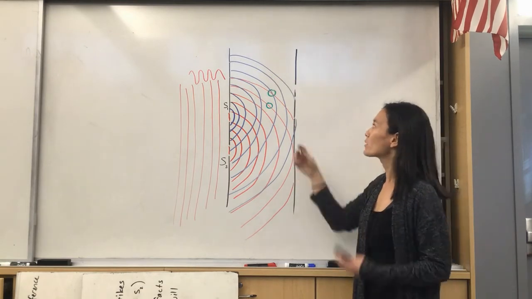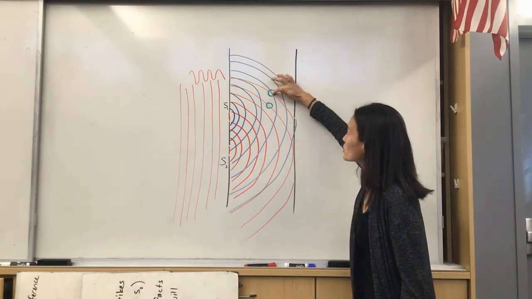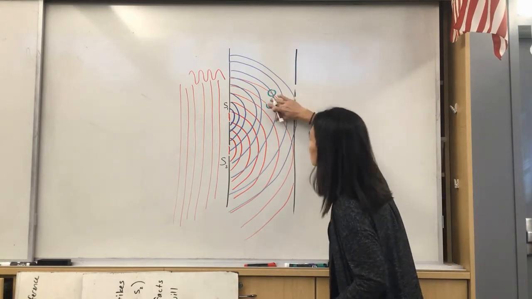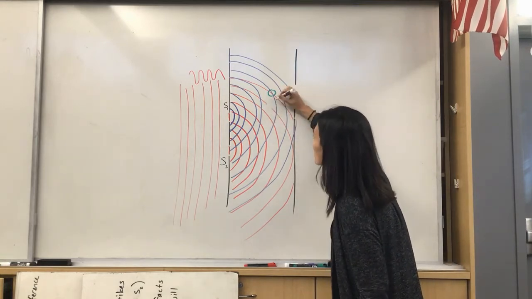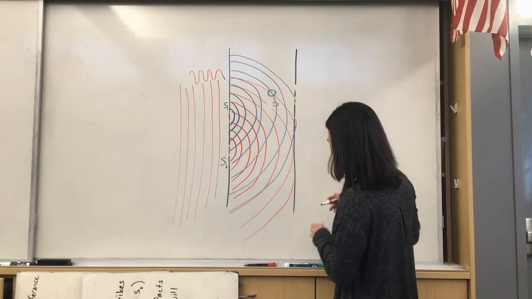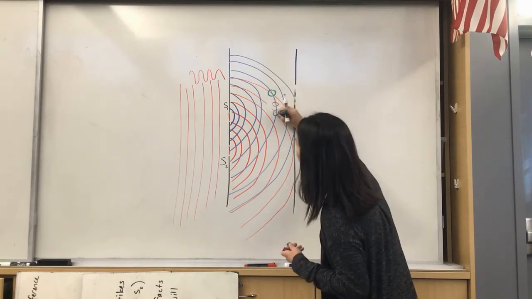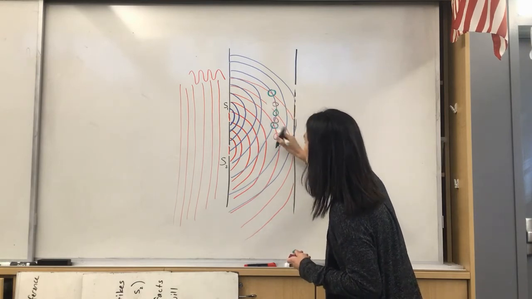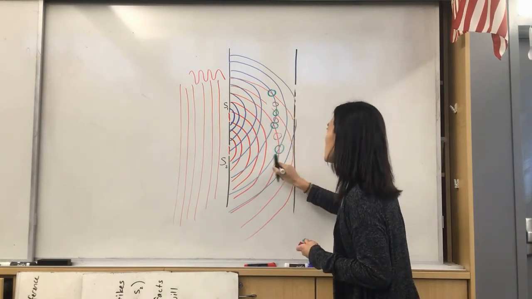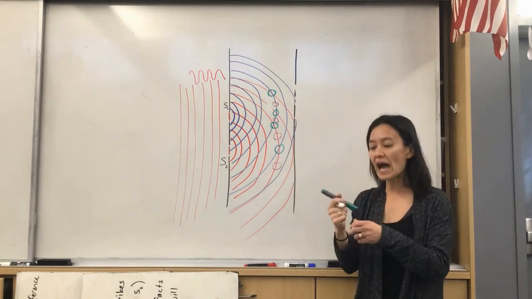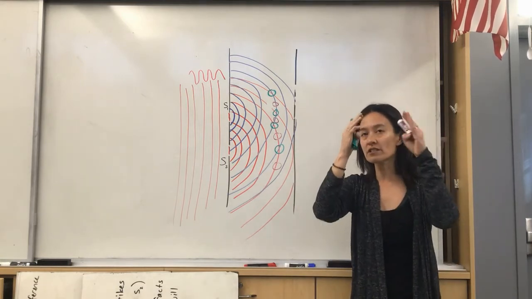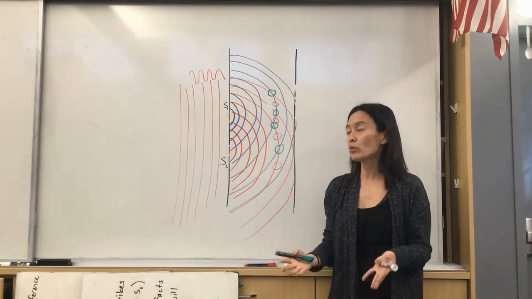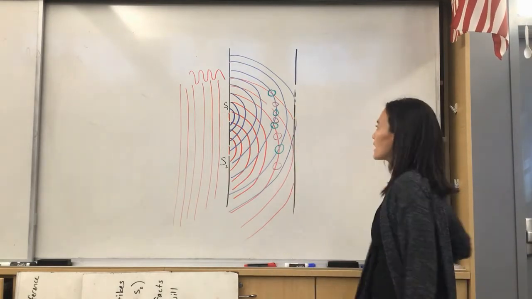So you get this pattern of constructive, destructive, constructive, destructive, constructive, destructive. You get this pattern of constructive interference, destructive interference, constructive interference, destructive interference. It's like a standing wave we saw with the long slinky of science, okay?